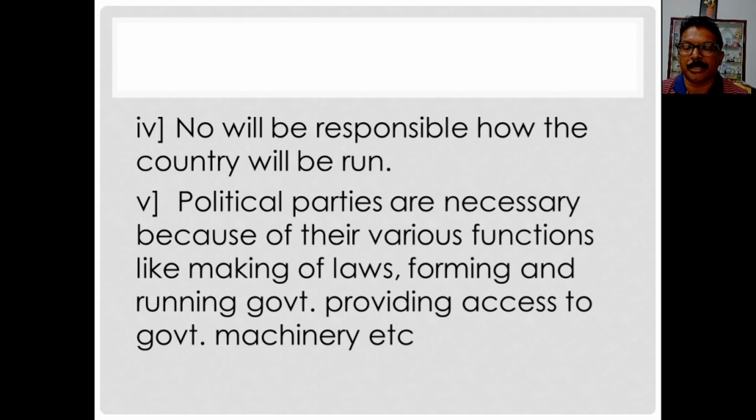Political parties are necessary because of their various functions, like making of laws. Political parties help in the making of the laws. They help in forming and running government. After the elections, they form the government and run the government. They provide access to government machinery. They shape public opinion. They play the role of opposition. So these are various functions of political parties, and we understand the need of political parties because of them.